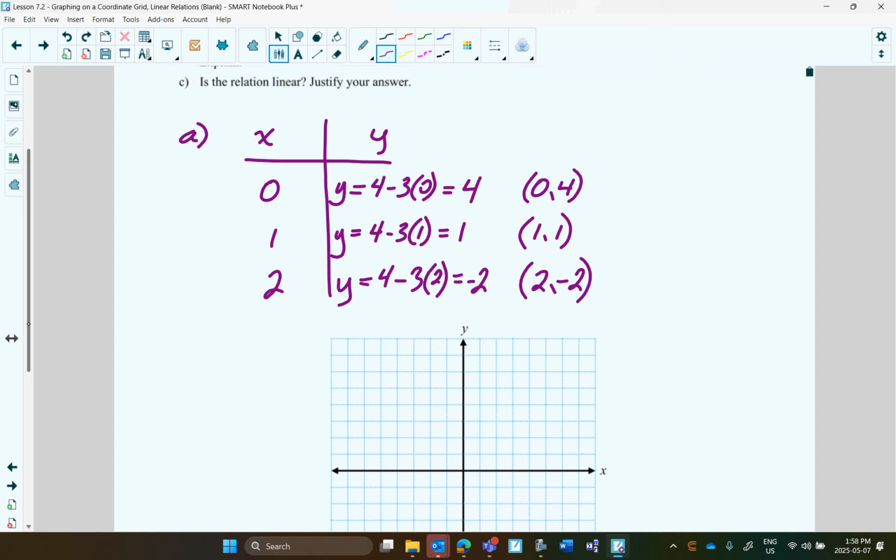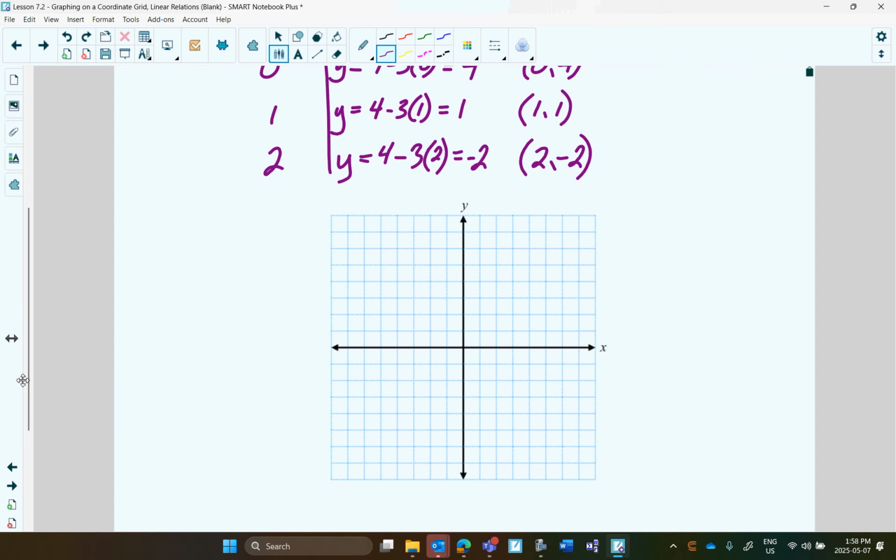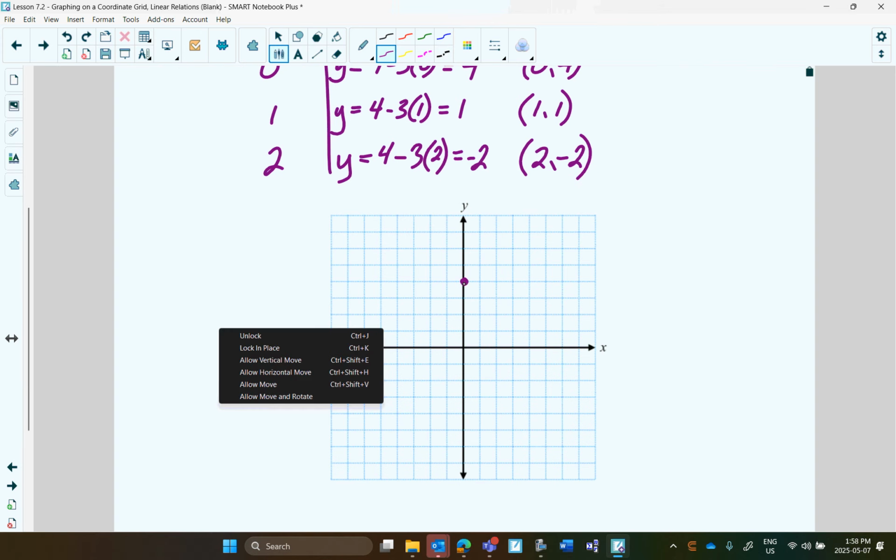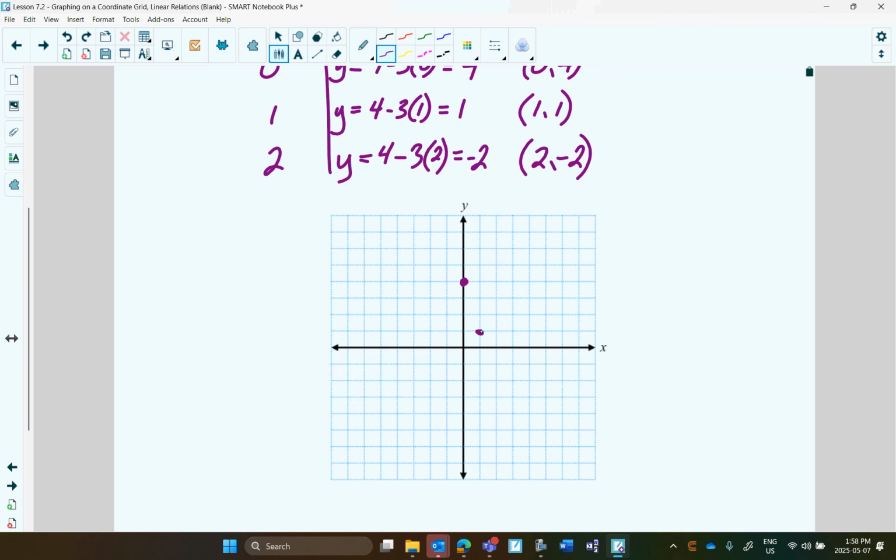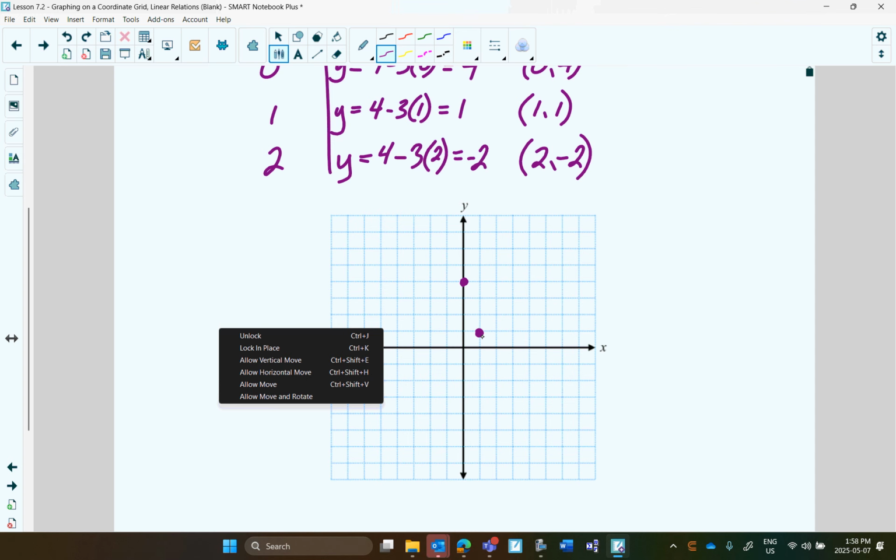So let's graph these points. 0, 4. 1, 1. 2, -2. Which way? Why is it going up at 0? Well, 0, 4.